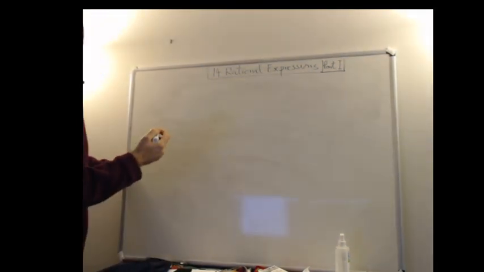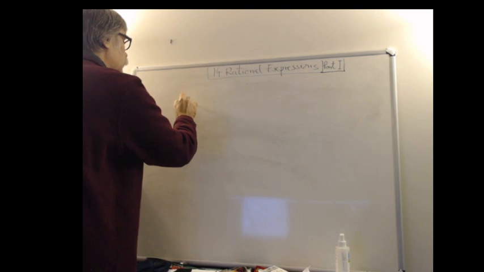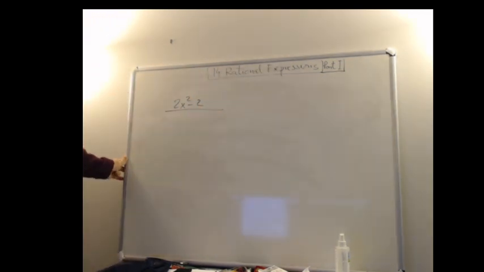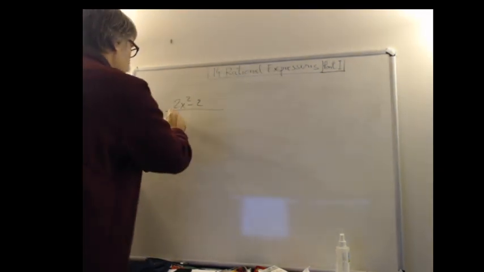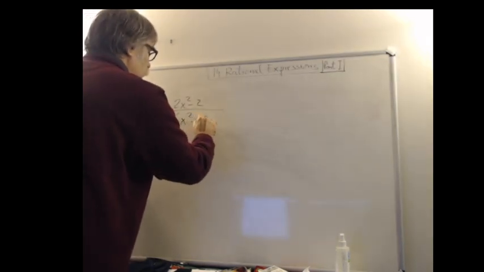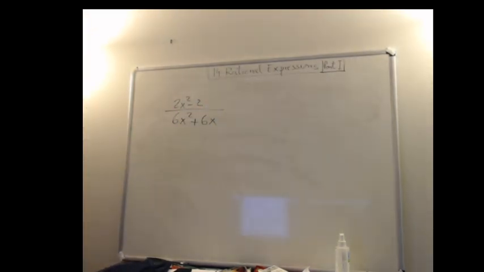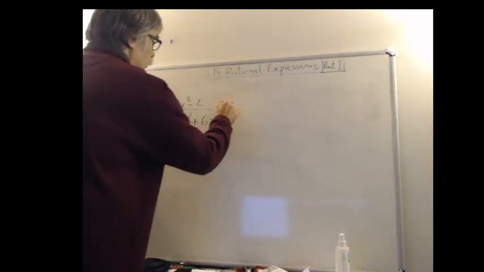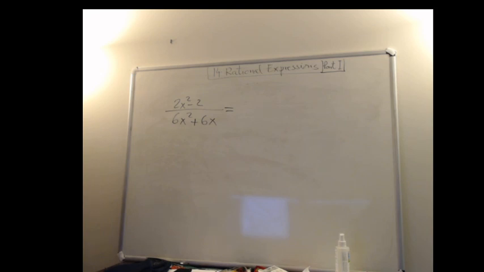So I have 2x squared minus 2 divided by 6x squared plus 6x. Obviously, it is not entirely obvious that this could be reduced, but let's say somebody's asking, reduce this. What does that mean? It means, again, you're going to have to factor it. Because if you're going to be reducing, you're going to be canceling a common factor. So on the top, you need to factor it.